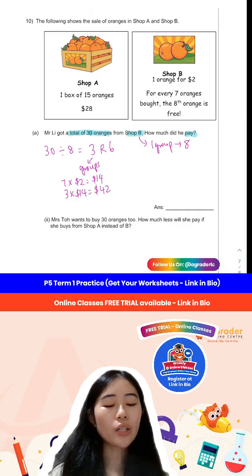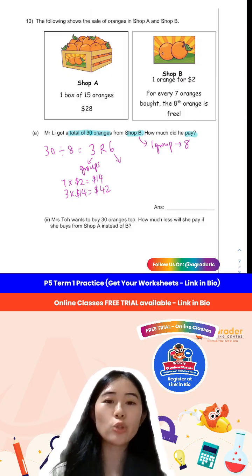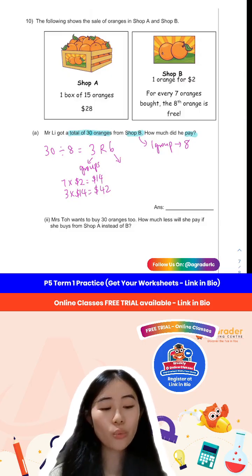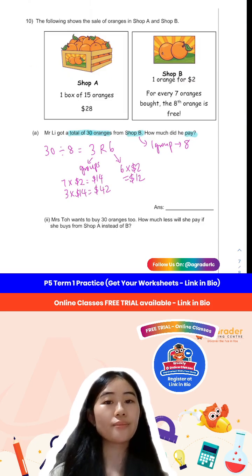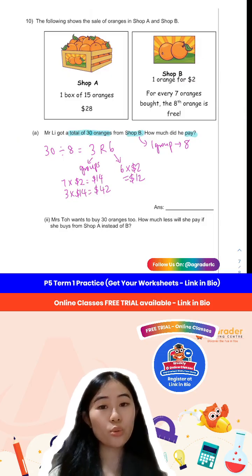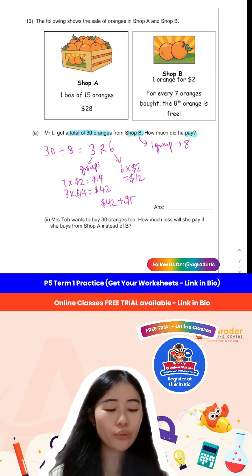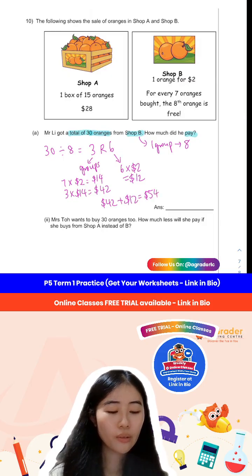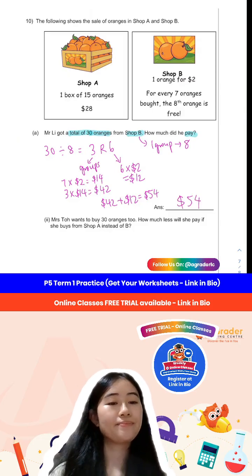Now, however, he still has a remainder of 6 oranges that he needs to buy individually, right? One by one. So that will be 6 oranges times $2, which is $12. Yep, Shalom, that's correct. So your last step is to add them together. You will use 42 plus 12. So that's how you get 54 for the answer. Okay?